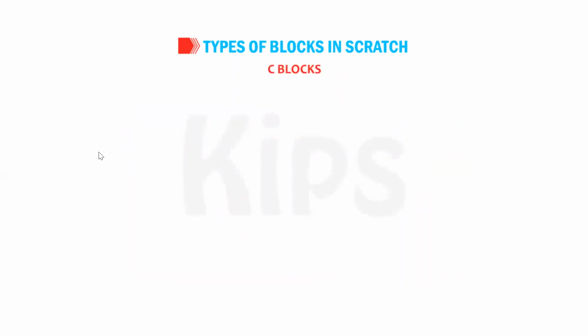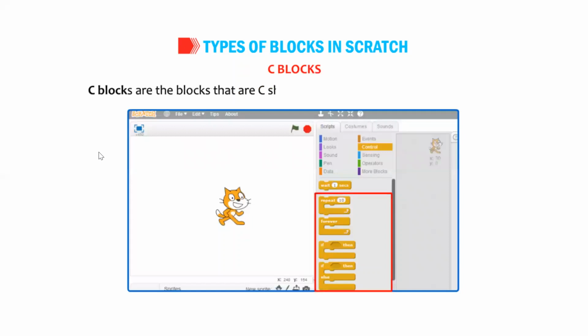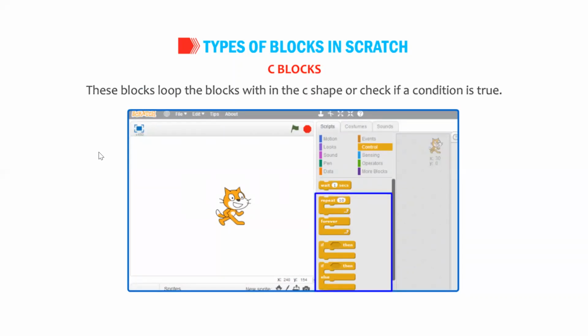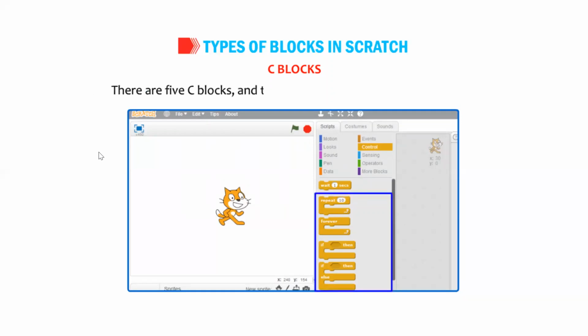C blocks. C blocks are the blocks that are C-shaped and are also known as wrap blocks. These blocks loop the blocks within the C shape or check if a condition is true. There are 5 C blocks and they are present in the control category.